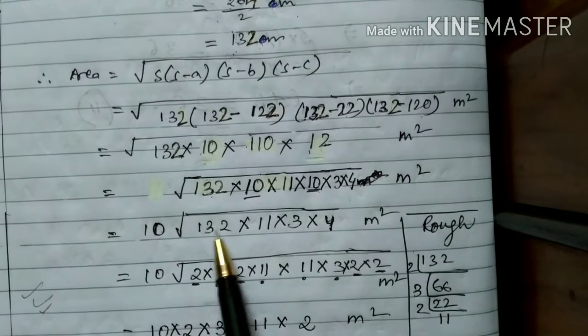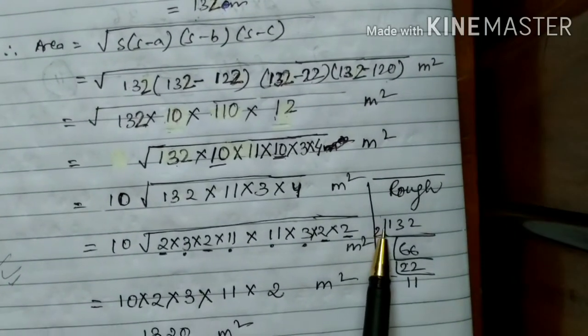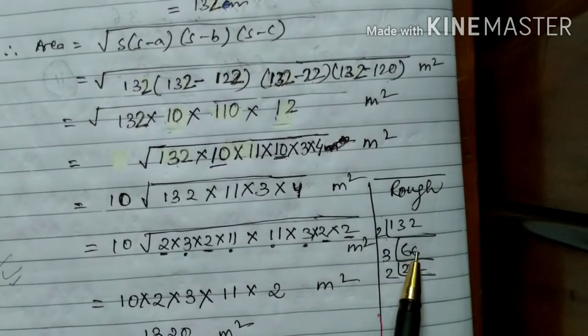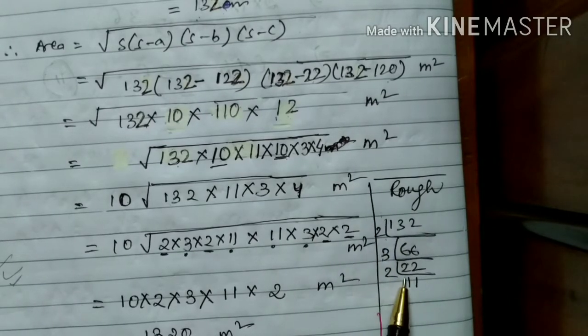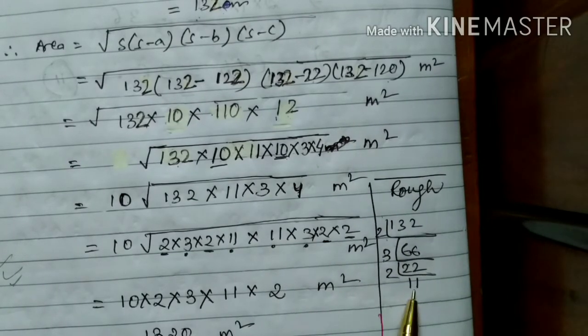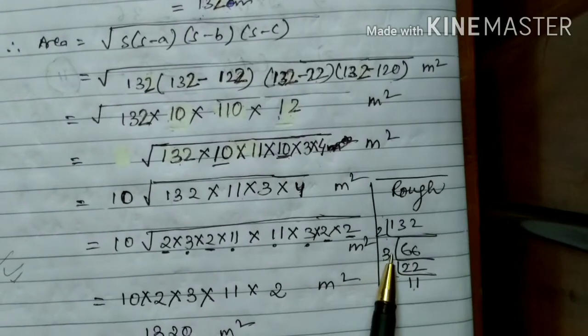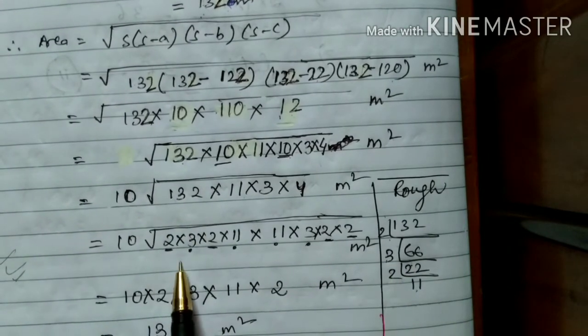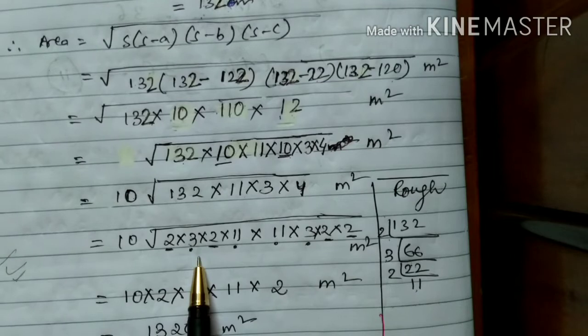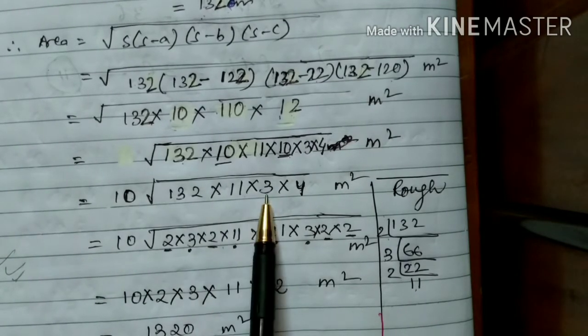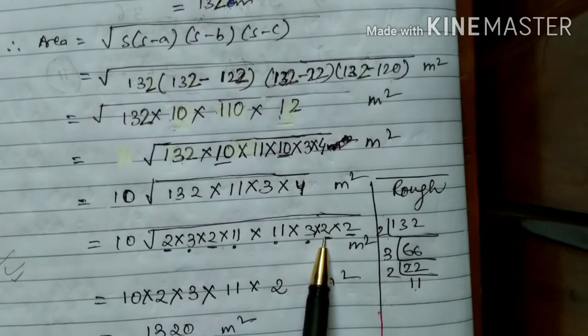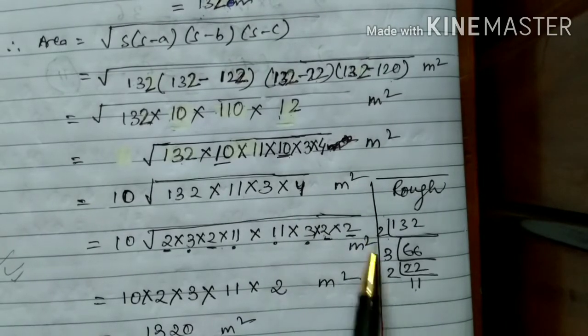Now let's break 132 by prime factorization. I have done it. 2 into 66 is 132. 3 into 22 is 66 and 2 into 11 is 22. Now put it here. So 2 into 3 into 2 we got, into 11 we got from the prime factorization. 11 was there, 3 was there, 4 was there. So I broke 4 into 2 into 2.